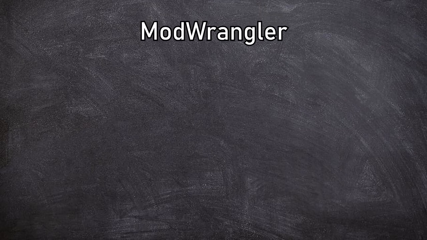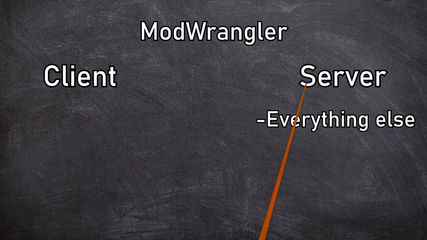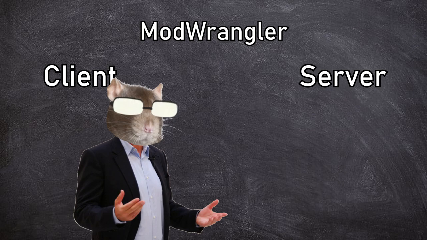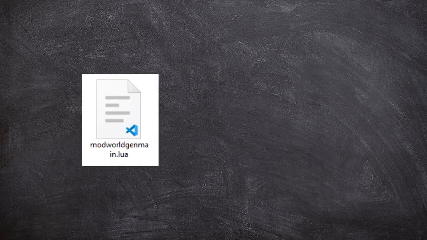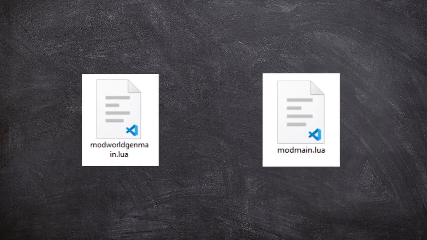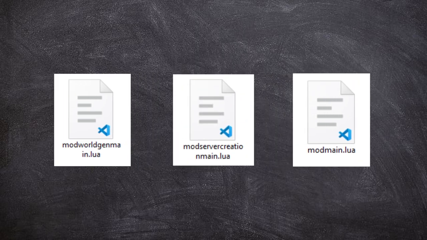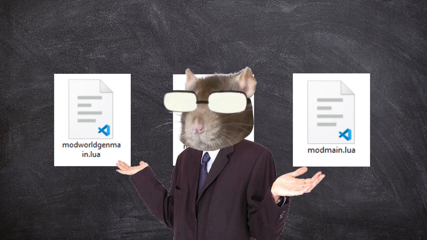Mods are loaded by the mod wrangler or mod manager. They can be loaded either as a client-sided mod on the main screen or as a server-sided mod on world creation. The game loops through every enabled mod and creates an environment for each one. It then sorts the mods based on their priority and runs two files, modworldgenmain.lua and modmain.lua, in that order. There is also one less known file that's also run called modservercreationmain.lua, that's a mouthful, but I genuinely have never seen anyone use it, not even Klei himself.